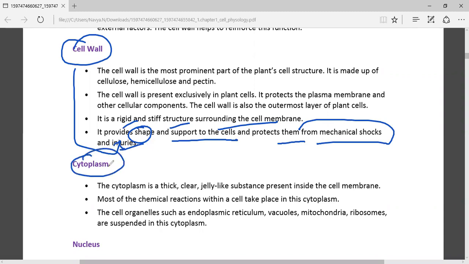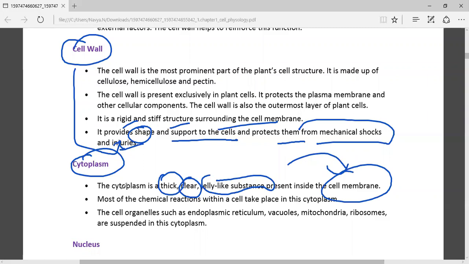Another concept is the cytoplasm. The cytoplasm is a thick, clear, jelly-like substance that is present inside the cell membrane. Most of the chemical reactions within a cell take place in the cytoplasm. The cell organelles such as the endoplasmic reticulum and vacuoles are present, and the mitochondria we call the powerhouse of the cell.